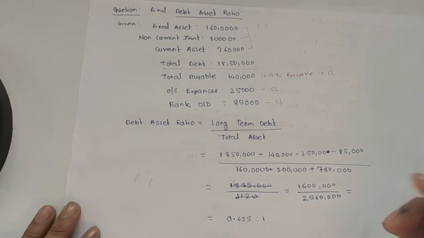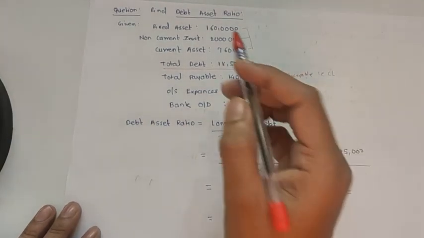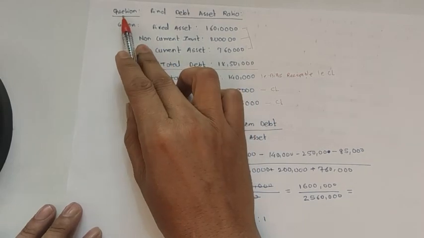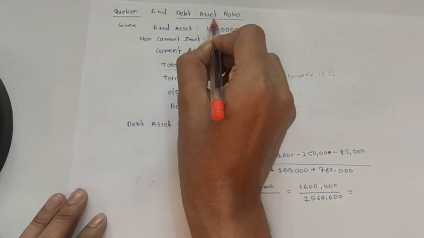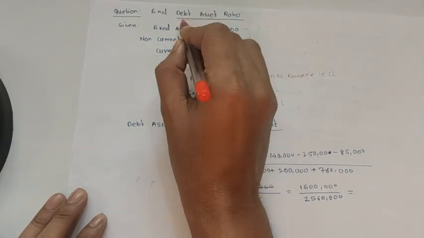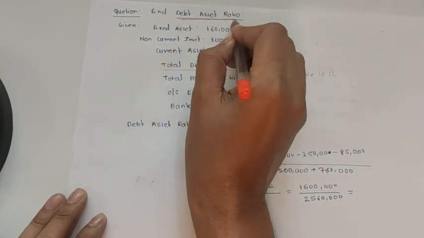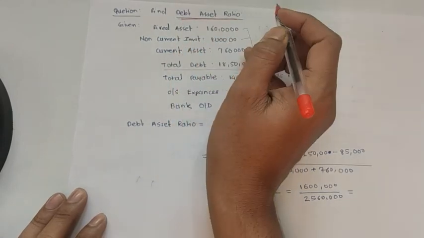So see friends, here what we have to do. In the question they are saying we have to find the debt asset ratio. In the last example we calculated the debt equity ratio. In this example we have to find the debt asset ratio.